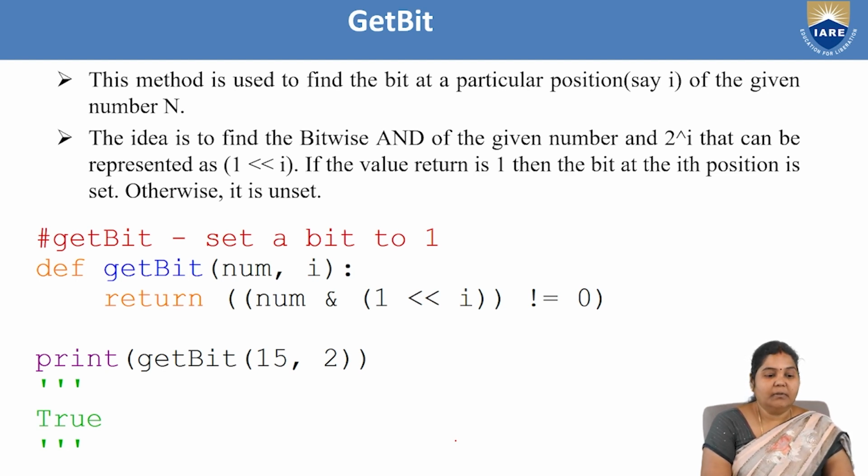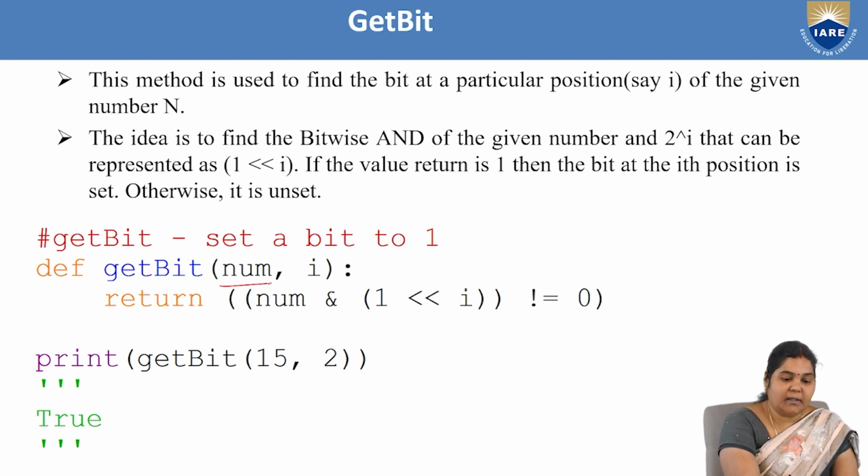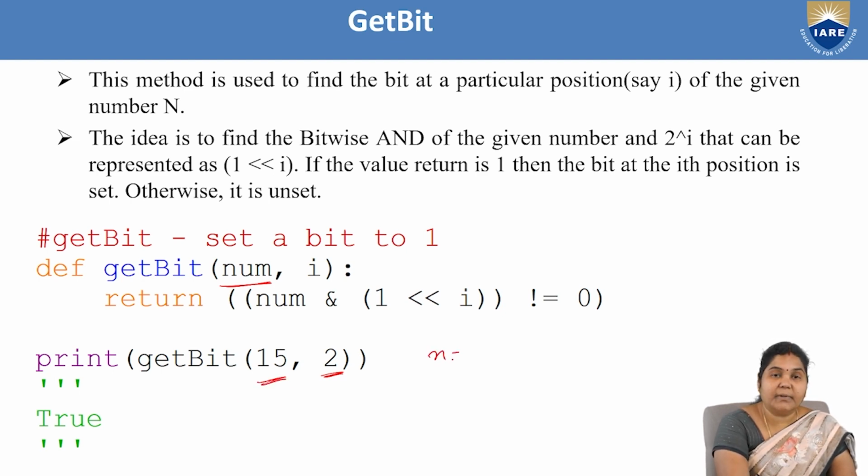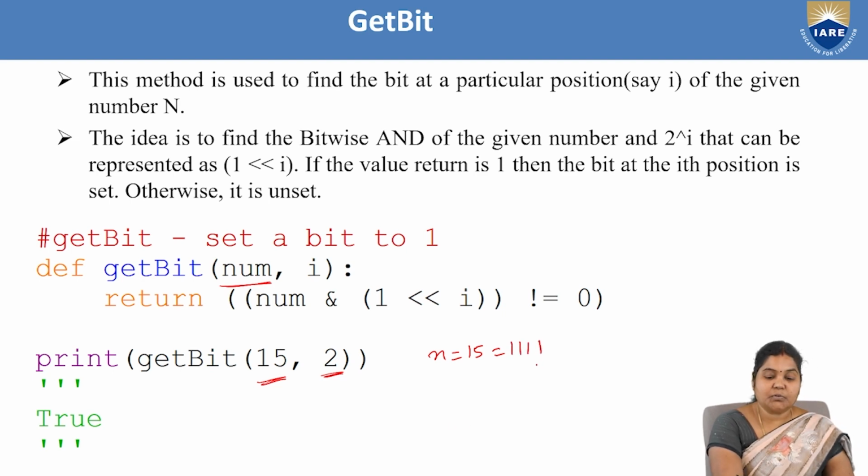So we are writing the get bit method. We are giving a number and which bit position you want to know. Suppose the number is 15. In binary, the number is 1111. You want to know whether the bit at the second position, 0, 1, 2, 3, is 0 or 1. If it is 1, it will give you true.